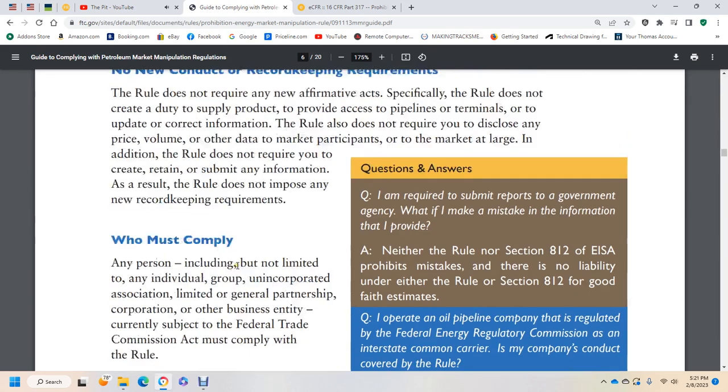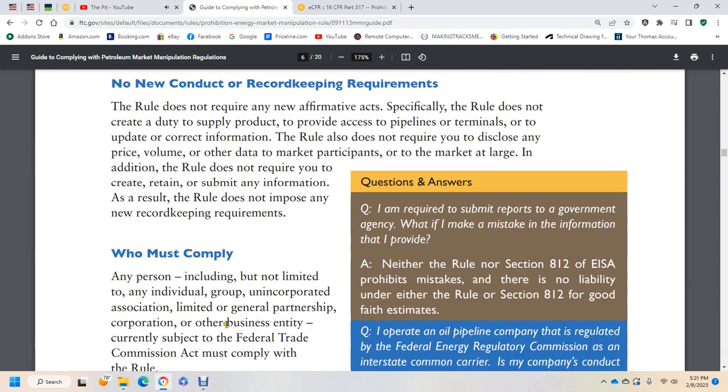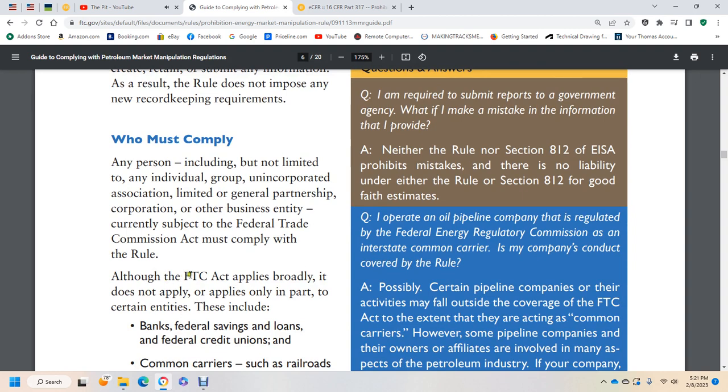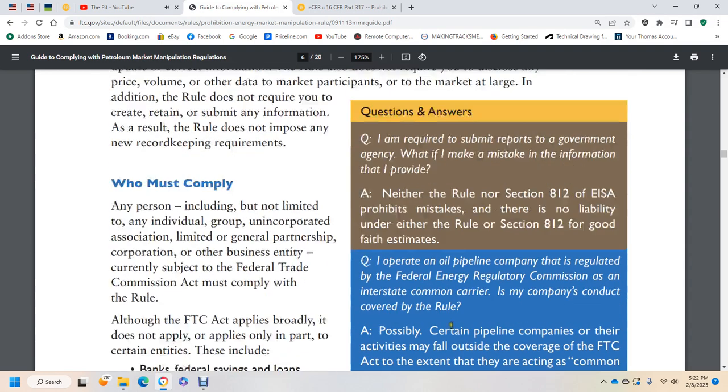Alright, who must comply? Any person, including but not limited to individuals, groups, unincorporated associations, limited or general partnerships, corporations, or other businesses currently subject to the Federal Trade Commission Act must comply with this rule. Although the Federal Trade Commission Act applies broadly, it does not apply to certain entities that include banks, federal savings and loans, federal credit unions, and common carriers such as railroads, pipelines, long distance telephone companies, and airlines when they are engaging in common carrier activity.